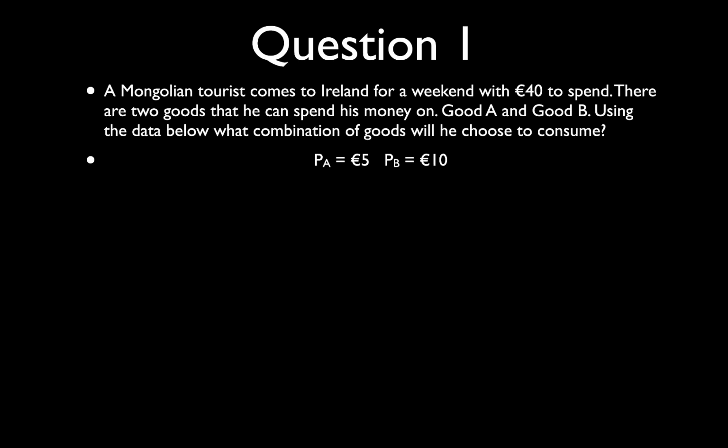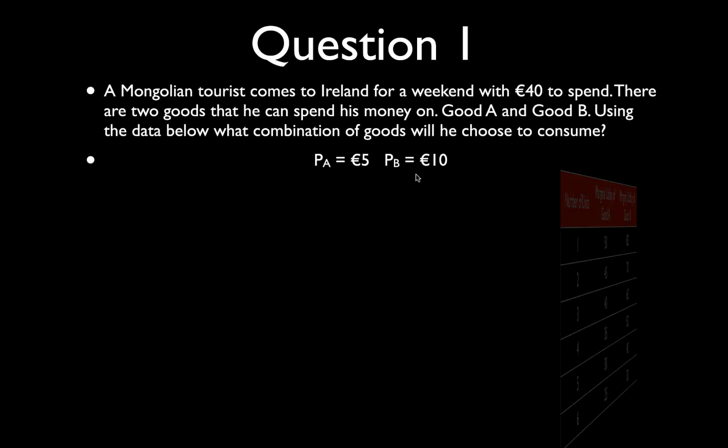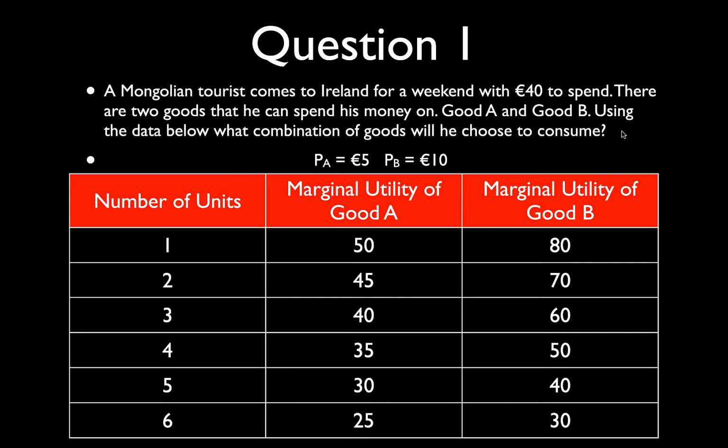Okay, so let's have a look at this, right? I've gone into much more detail in the previous videos on Unit 1.2, but let's just have a look at this. So a Mongolian tourist comes to Ireland for a weekend with €40 to spend. There are two goods that he can buy, good A and good B. Using the data below, what combinations of good A and good B will he choose? So I want you to understand that the price of good A is €5, but the price of good B is €10. And I would take a photograph of this and pause the video. Now, this is directly taken from a previous question, all right? So I just want you to know you have seen this before if you've watched my previous videos.